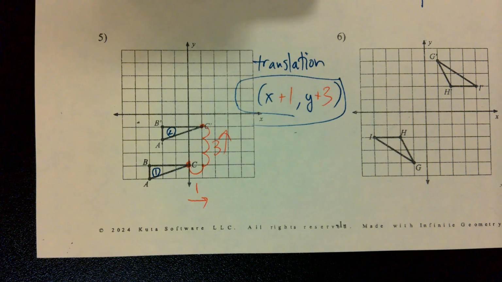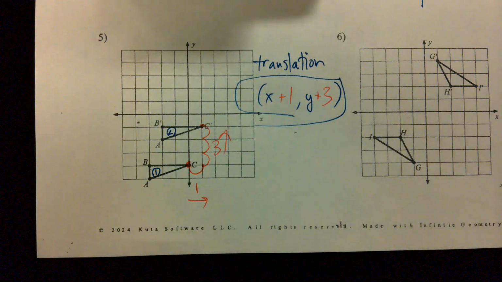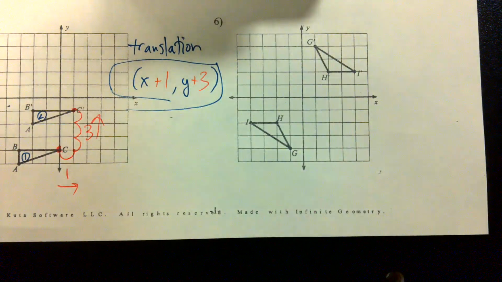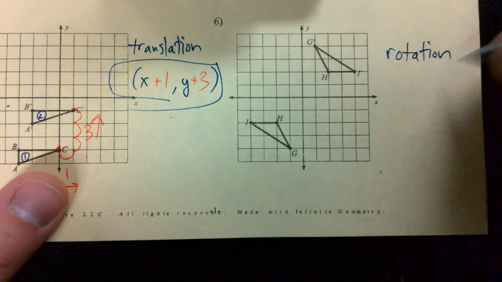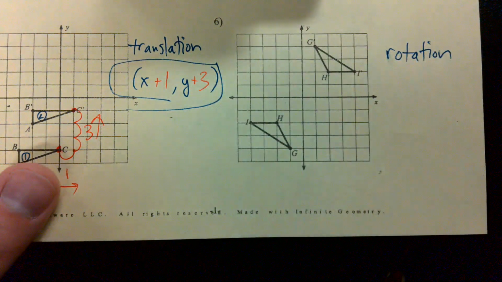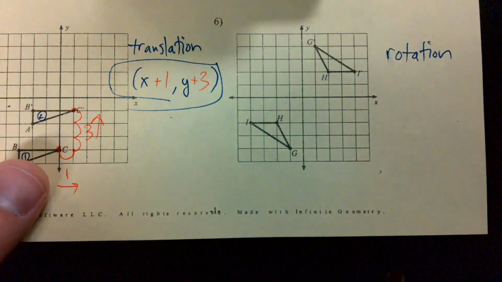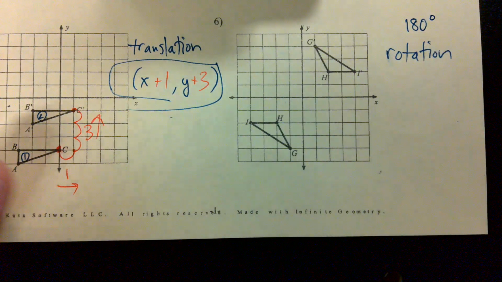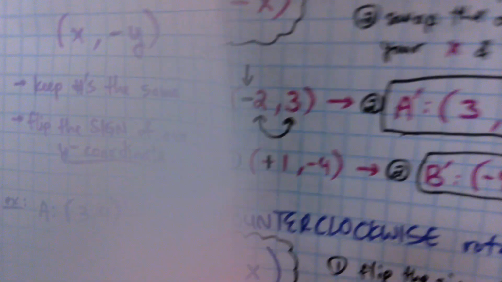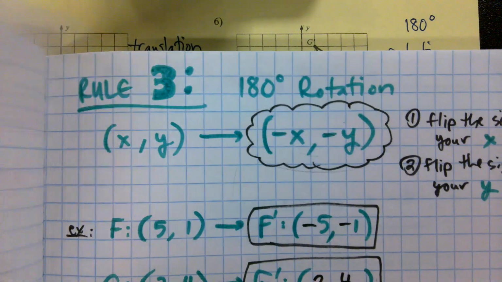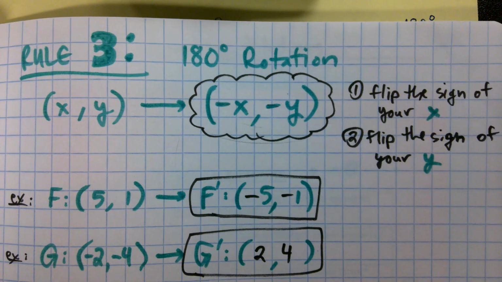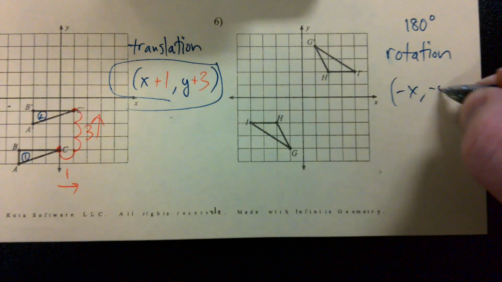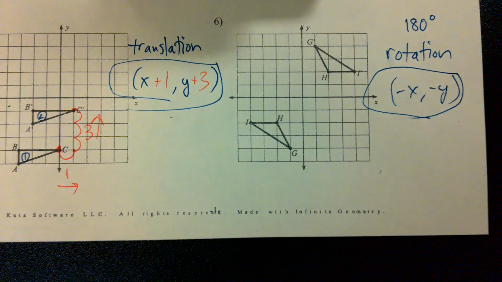Always go left or right first because your change in x is going to be written in the rule first, then go up or down. Finally, number 6. Is this a translation, reflection, or a rotation? Rotation, for sure. Did we go 1 turn or did we go 2 full turns? 2. So how many degrees is this rotation? 180 degrees. I can take a look at what the rule for that is. It is rule number 3. Negative x, comma, negative y.